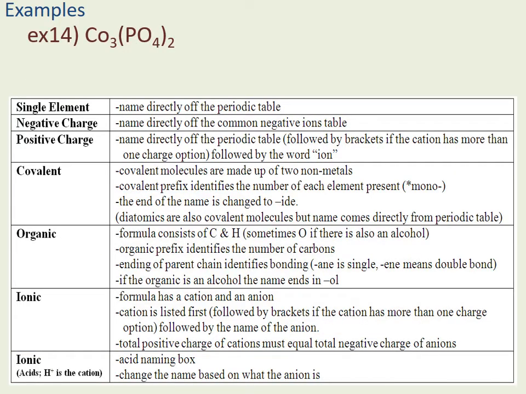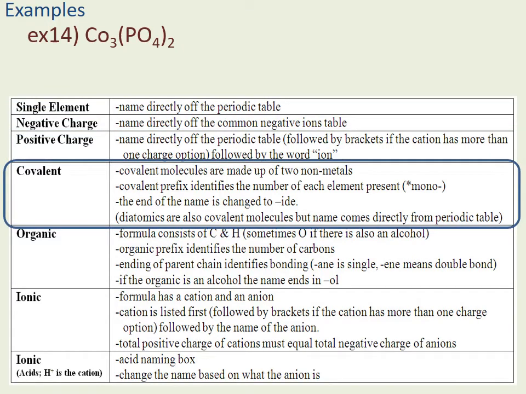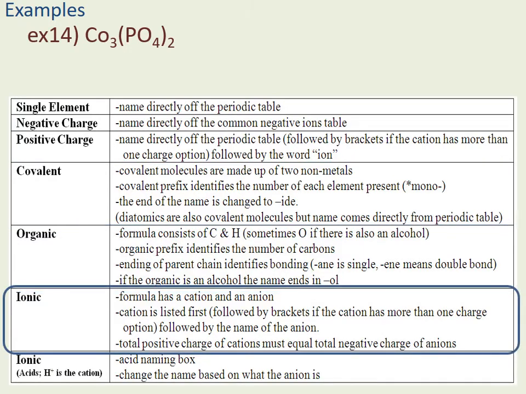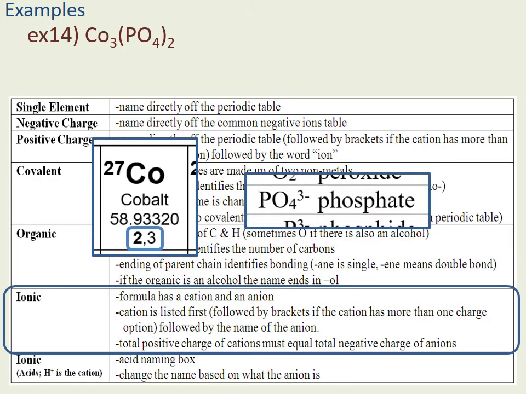Example 14, Co3(PO4)2. Not a single element. I don't see a negative charge or a positive charge. Can't be covalent because we definitely have more than 2 elements there. Not organic because we don't have carbon, so it must be ionic. So I have a cation, which is positive, followed by an anion, which is negative. The cation is listed first, and it's followed by brackets if the cation has more than one charge option. So I look up cobalt, and I see I will need a Roman numeral because it has more than one charge option. That will then be followed by the anion, which again is PO4, which is phosphate with a -3 charge.